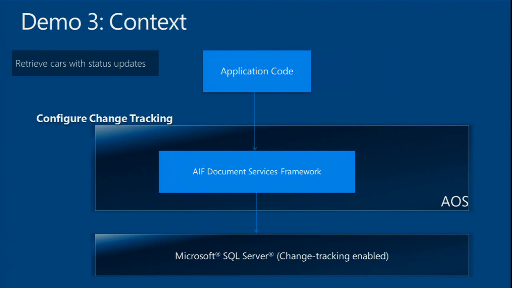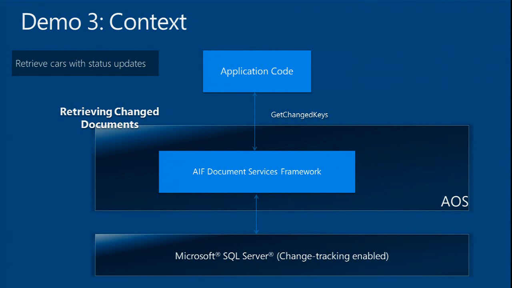In SQL Server, you have to enable change tracking for all the tables that are included as data sources in your document. So you have to actually go there and enable that for all those tables. Once you've done that, you can generate the document service, and the document service has a new method that was introduced in Dynamics AX 2012, which is called get changed keys.